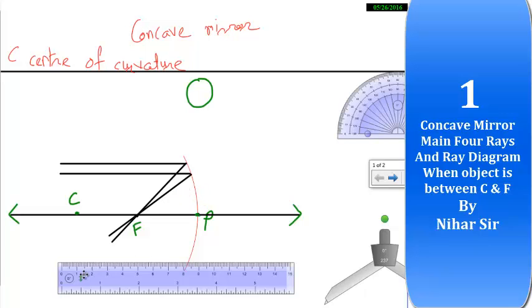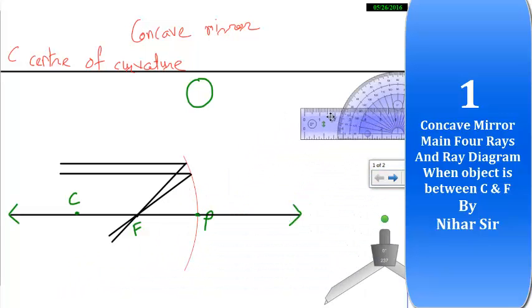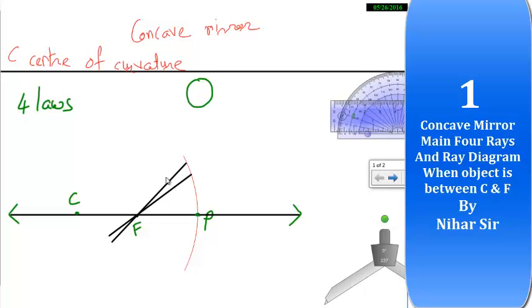So now you know radius of curvature, center of curvature, principal focus and P. Now we will understand how to pass the ray in concave mirror. There are 4 laws that I will explain in this video, 4 laws to pass the rays in concave mirror. If you know those main 4 rays, you can draw any ray diagram. So I will teach you very easily.